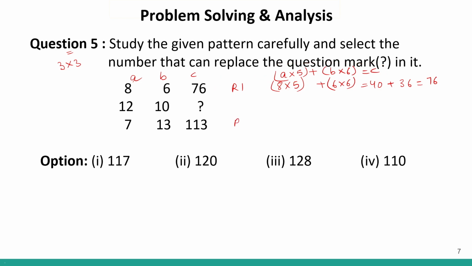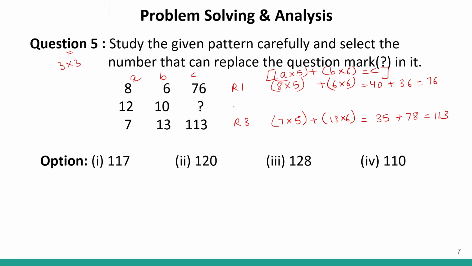Now, let us try for row 3 as well. Row 3, A is 7. So 7 into 5 plus 13 into 6 should give me 113. 7 5s is 35. Similarly, 13 6s is 78. And when I add them, I'll get 113. So for row 3 also, this logic, that is A into 5 plus B into 6 equals C, is following. Correct?